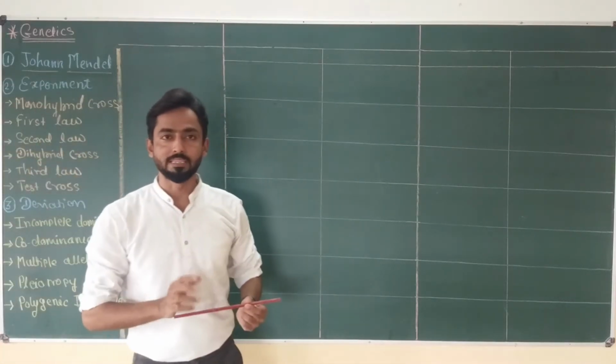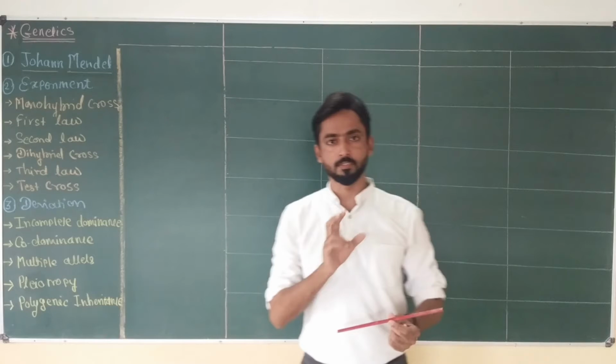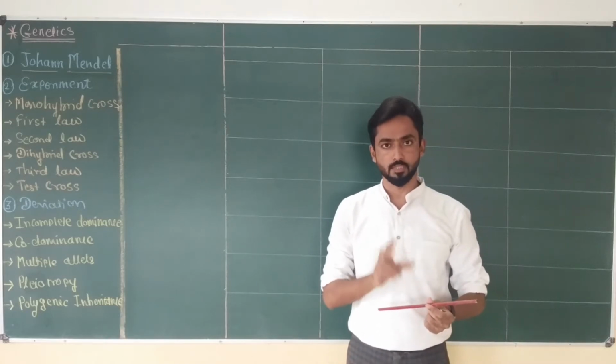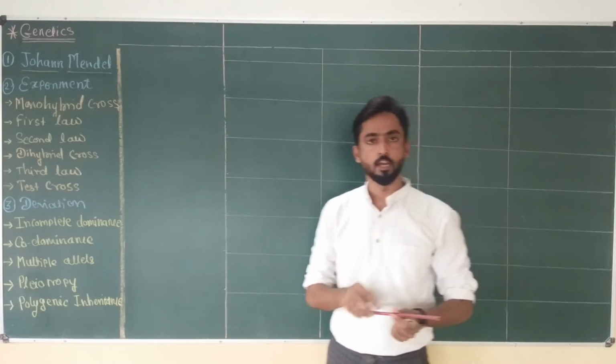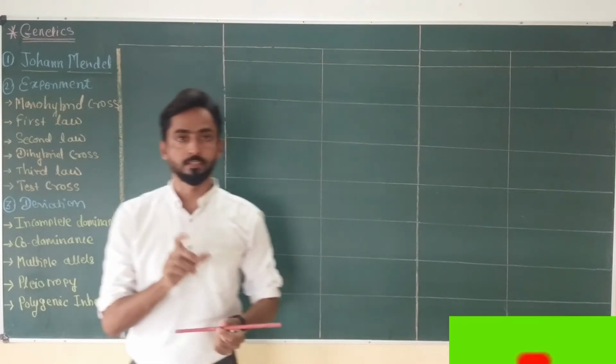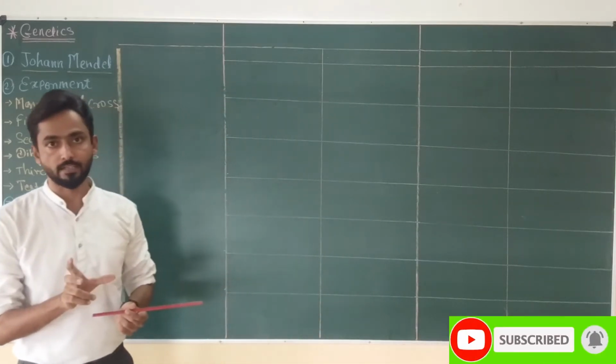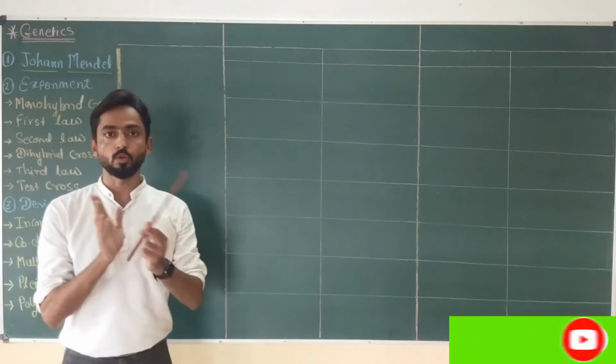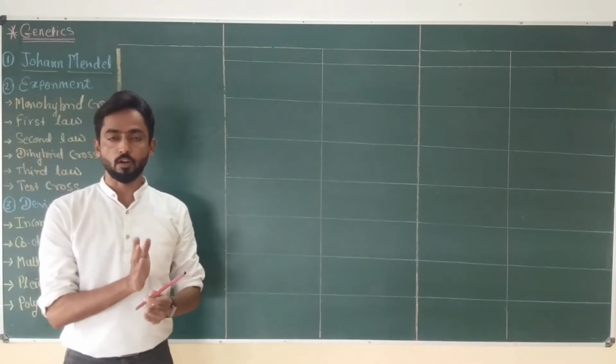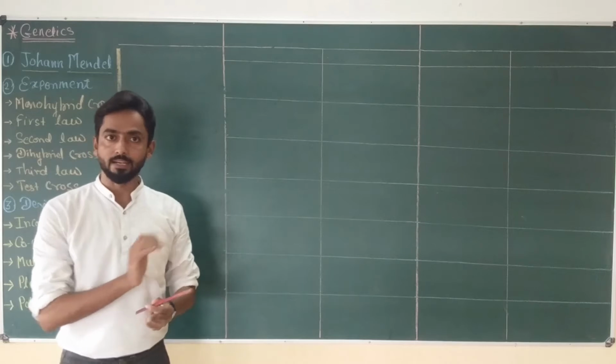Hello everyone. In this video, I am going to talk about 7 different characters of the Pisum sativum, that is garden pea plant, which Mendel selected for his experiment. Actually, Mendel selected contrasting characters. Each character has two different forms, which Mendel called dominating trait and recessive trait.